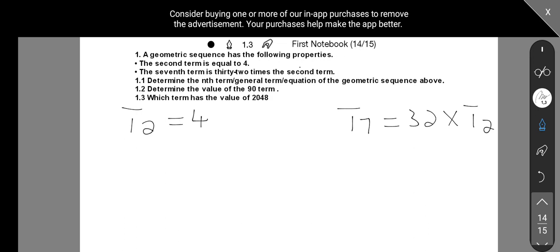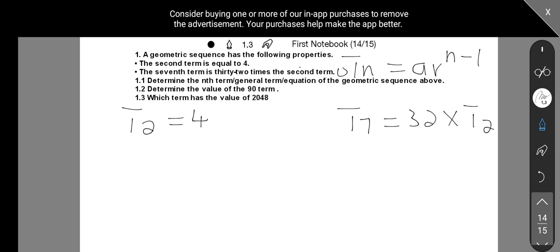Now, what is the basic form of a geometric sequence? It is Tn is equal to ar to the power of n minus 1. The first question says, determine the nth term, the general term, or the equation of the geometric sequence above. So we have to solve for a and r and plug them in the formula. We're going to solve for a and r simultaneously.